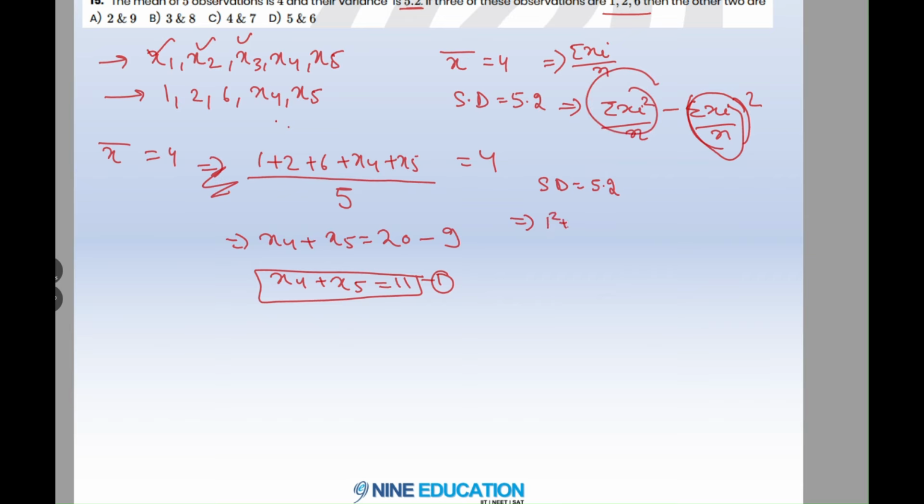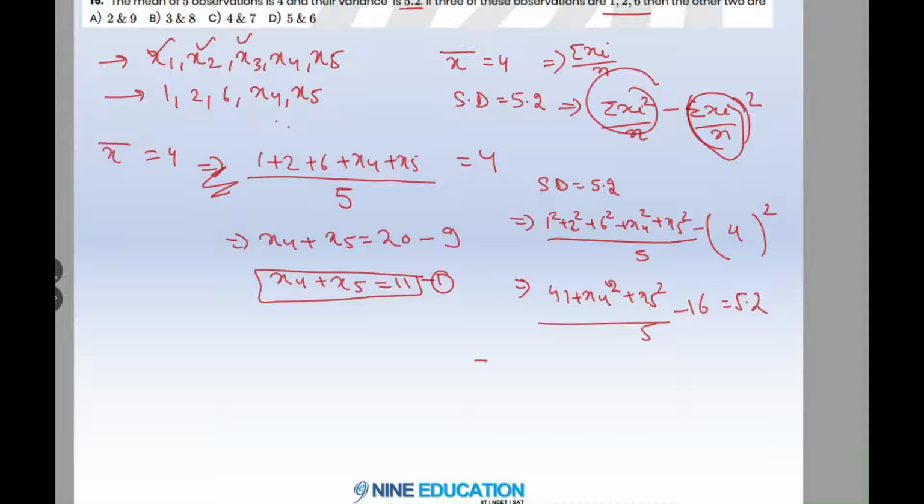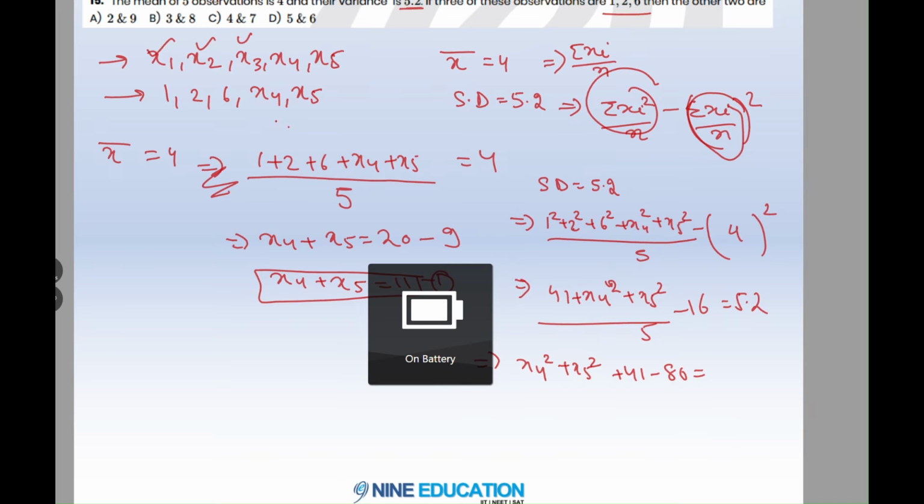That is equal to the square root of summation xi square by n. Xi square means 1 square plus 2 square plus 6 square plus x4 square plus x5 square, divided by 5, minus (summation xi by n, basically mean) 4 square. Now this implies 1 plus 4 is 5, 5 plus 36 is 41. So (41 plus x4 square plus x5 square) by 5 minus 16 equals 5.2. Take 5 LCM: x4 square plus x5 square plus 41 minus 80 is equal to 26.